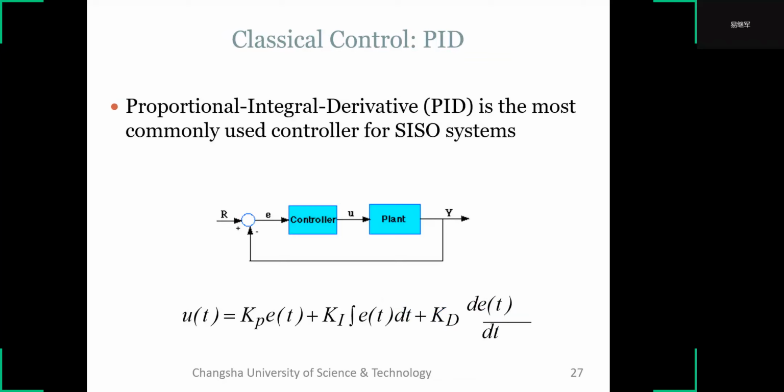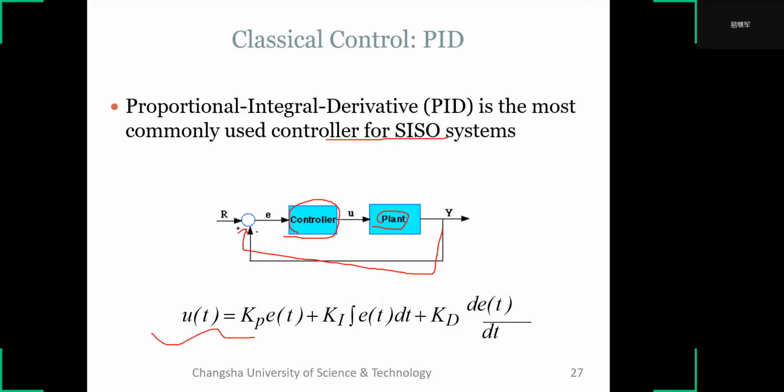Classical control, PID control. PID: proportional, integral, derivative. PID is the most commonly used controller for SISO systems. This is a PID control. This is the target. This is the feedback.